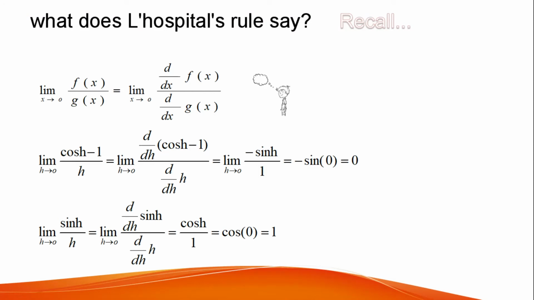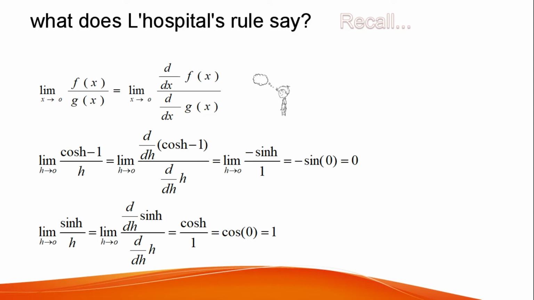So here we just differentiate the top function and we differentiate the down function. So differentiate cos h minus 1 all over the derivative of h as the limit h goes to 0, and we know that when you differentiate cos h you get negative sine h as usual. So you are going to end up getting negative sine 0, and sine 0 is 0.